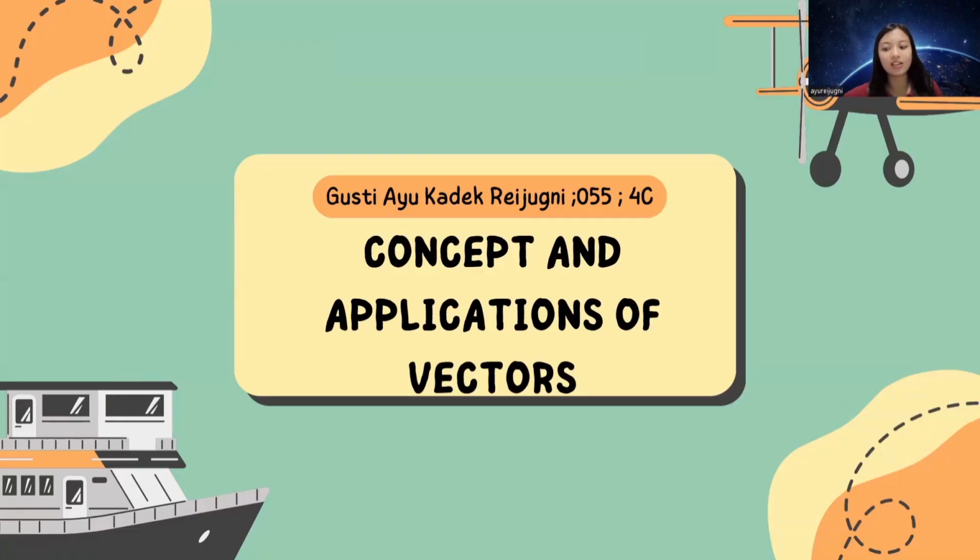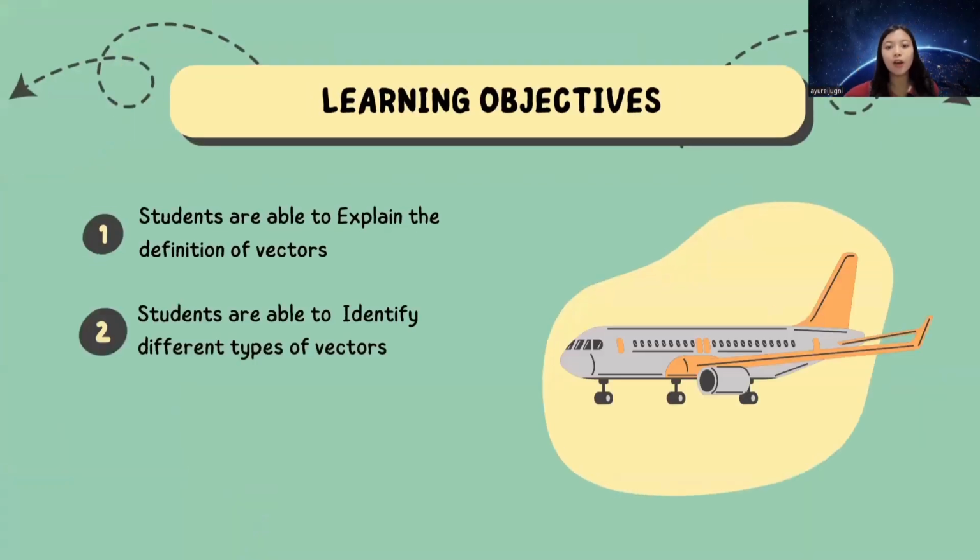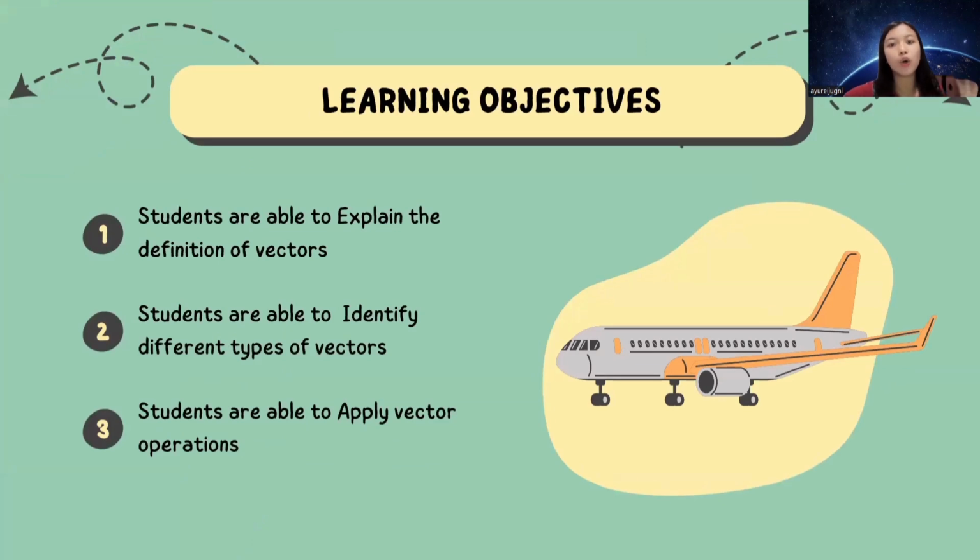Okay, everyone, look at the screen. Today, we have three learning objectives. First, students are able to explain the definition of vector. Second, students are able to identify different types of vector. Third, students are able to apply vector operation. By the end of this lesson, I hope all of you can solve simple vector problems confidently. Are you ready to learn?